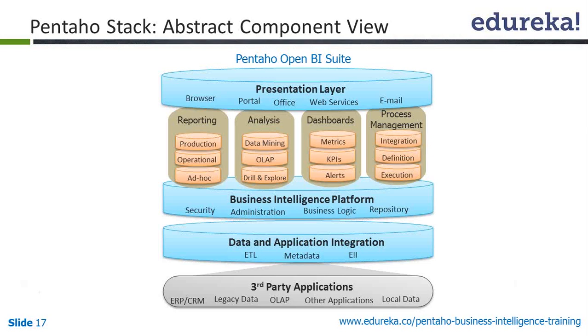Process management is about the integration and execution of the process. And the business intelligence platform is basically for security, administration, business logic, and the repository, where you can handle it all. And for data and application integration, ETL is the main part, where you can have your data integration done.